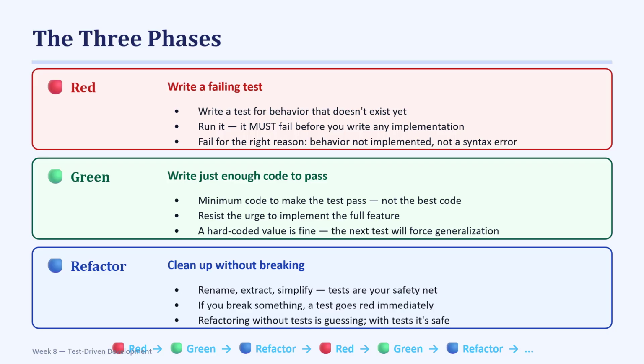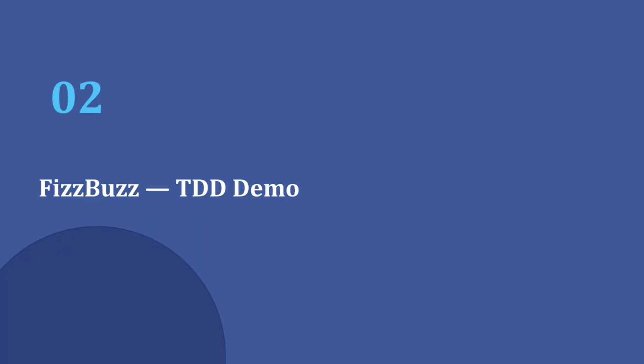And then this is where the value of tests really hopefully becomes concrete for you, because refactoring without tests is just guessing. Refactoring with tests is safe. So here is our cycle. We can see we go red, green, blue, until we are satisfied. Okay, so let's look at an example.